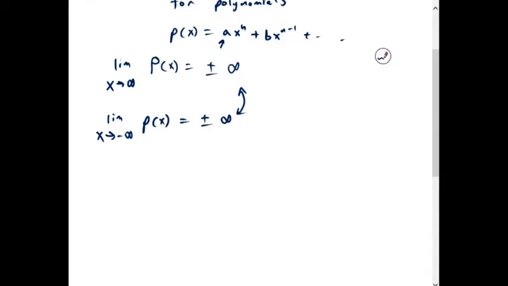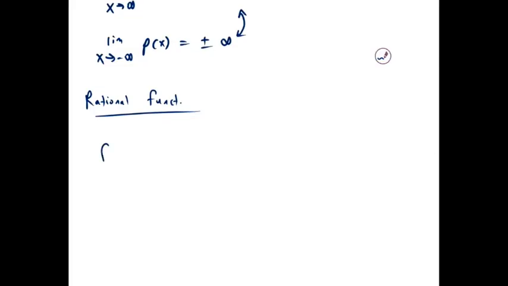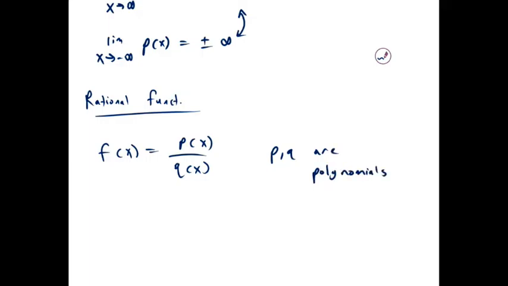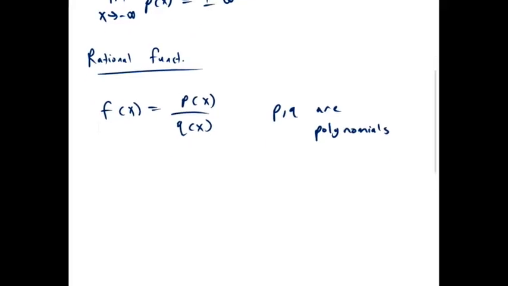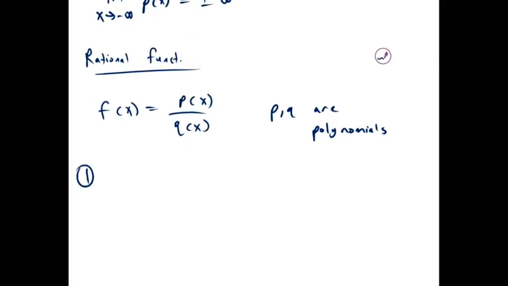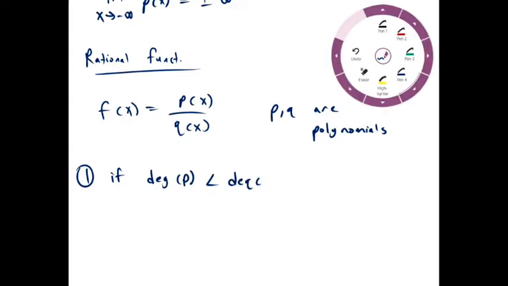So that's that. Now we're going to deal with rational functions. That's going to take the form f of x equals p of x over q of x, where p and q are polynomials. So there's three cases. The first case is if the degree of p is less than the degree of q. So we have a higher degree on the bottom.